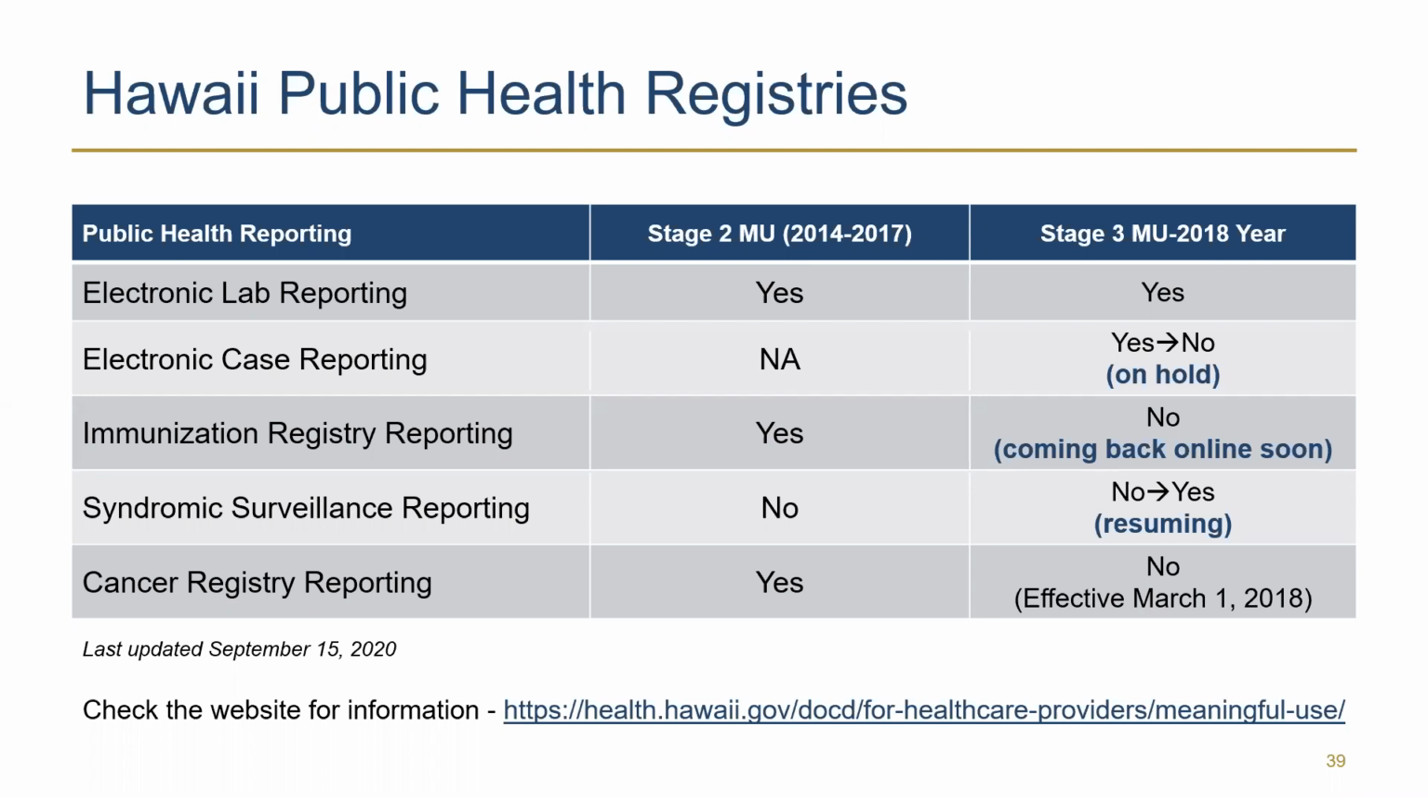Electronic case reporting. This was active, but has recently been placed on hold due to the COVID pandemic. If you were actively engaged in getting ready to do electronic case reporting, or you were actually sending cases electronically, then you could claim an exclusion for this measure because they're putting it on hold due to the pandemic. This might be an appropriate exclusion for a specialist or specialty group to take.